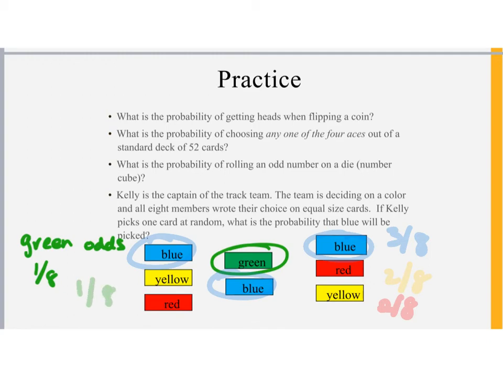Notice that none of these options are especially likely to occur, because the most likely option is 3 out of 8, which still has a less than 50% chance of happening, because a 50% chance would have been 4 out of 8. So though none of these are especially likely to occur, blue is the most likely to occur because it has the highest odds, 3 out of 8, and green is the least likely to occur because it has the lowest odds, 1 out of 8.